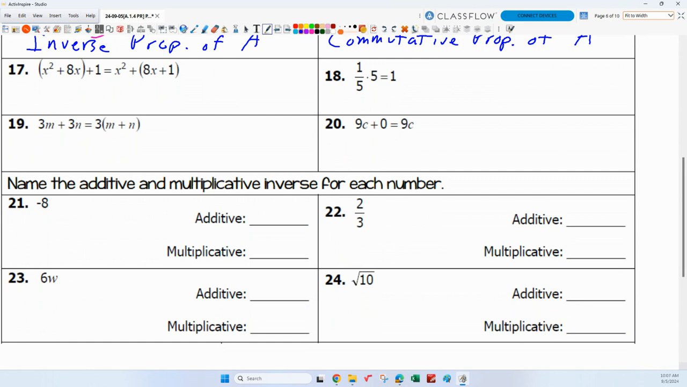Associative property of addition. There you go. Okay, how about 18? Inverse property of multiplication. There you go. And that's a giveaway because it equals 1.